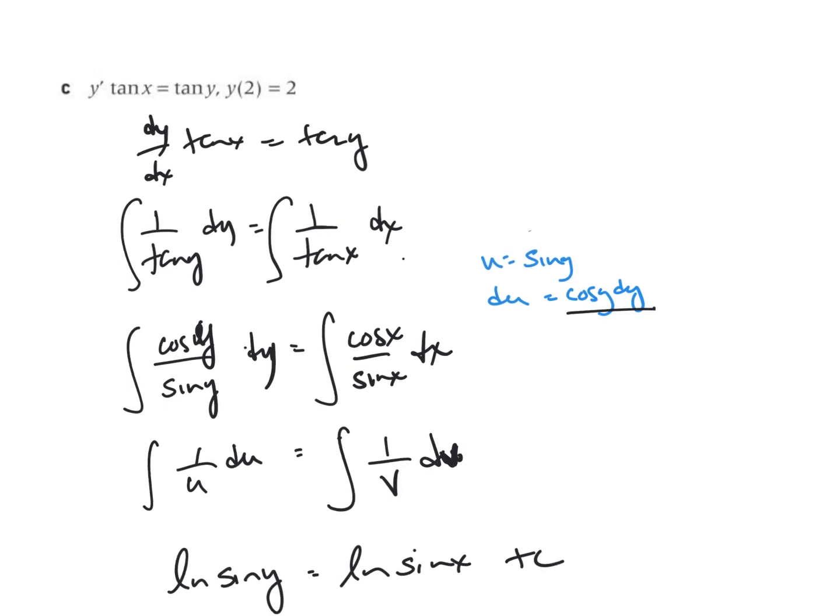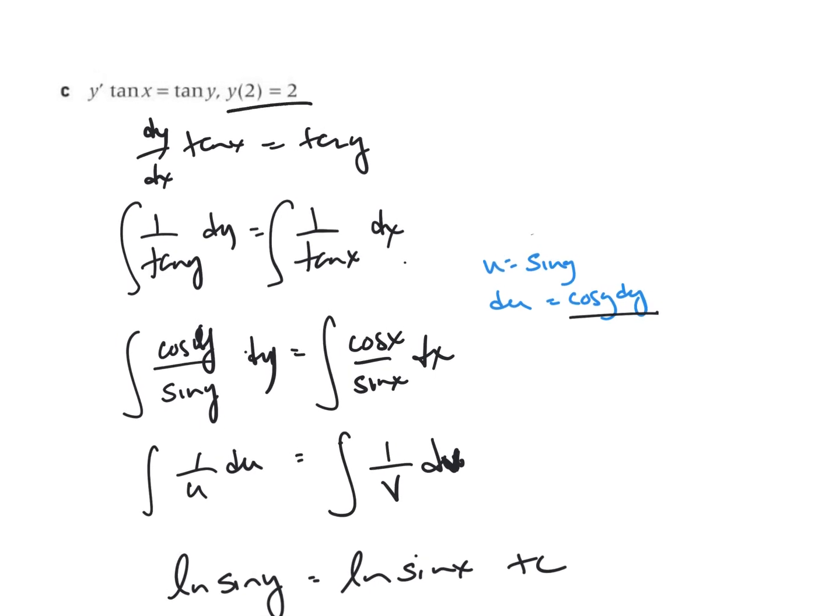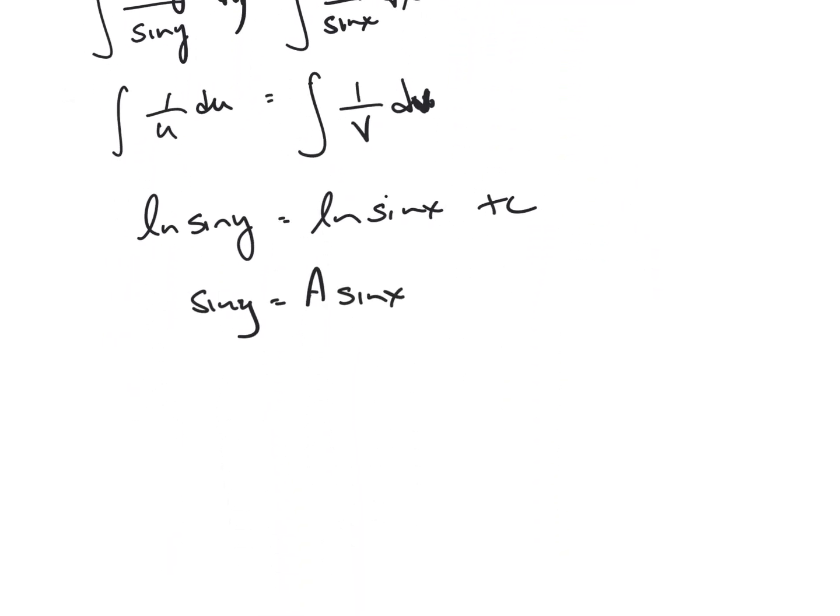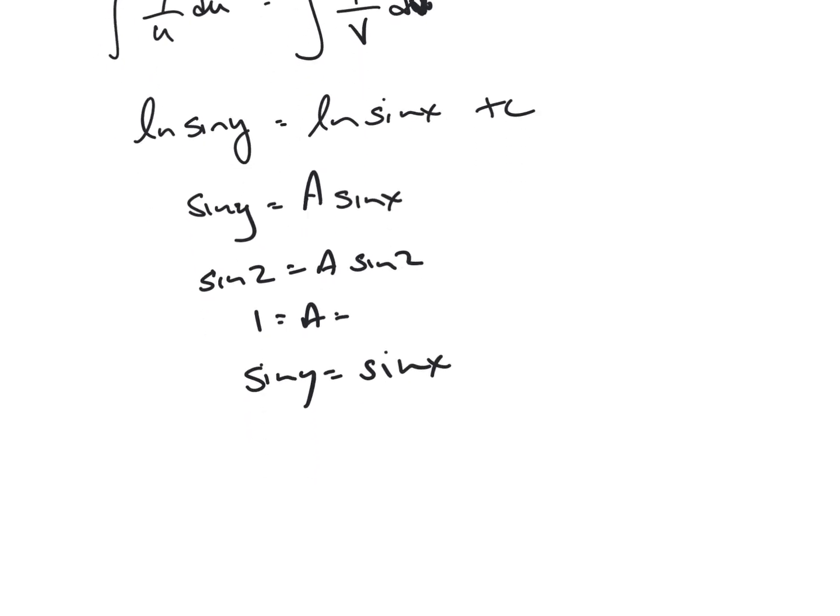So I also know my initial condition is y(2) = 2. So I know then that sine of 2 is equal to a sine of 2. So a is equal to sine of 2 over sine of 2, which is equal to 1. So I know I have sine y is equal to sine of x.